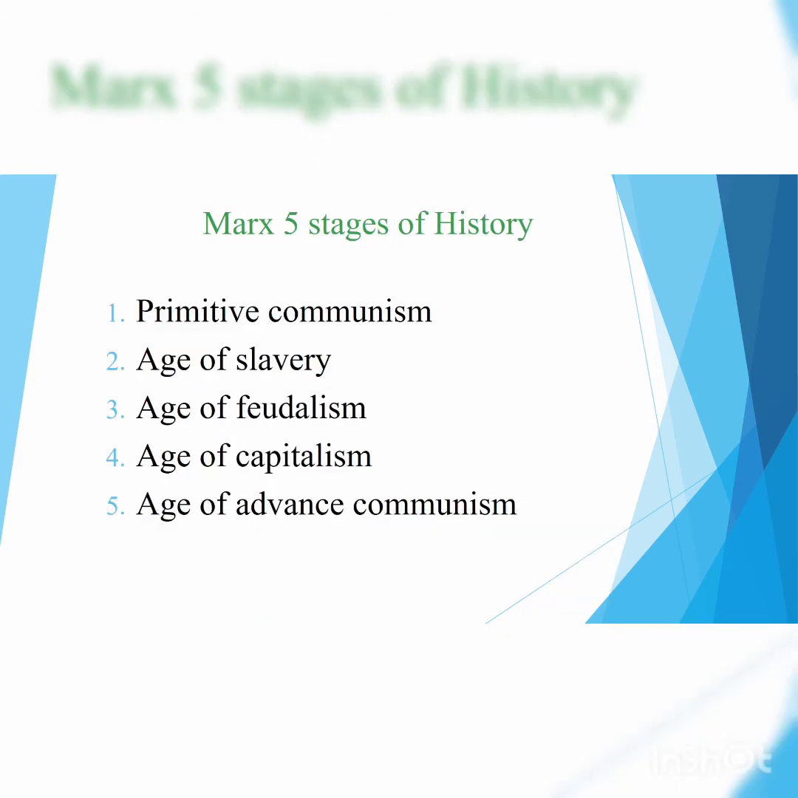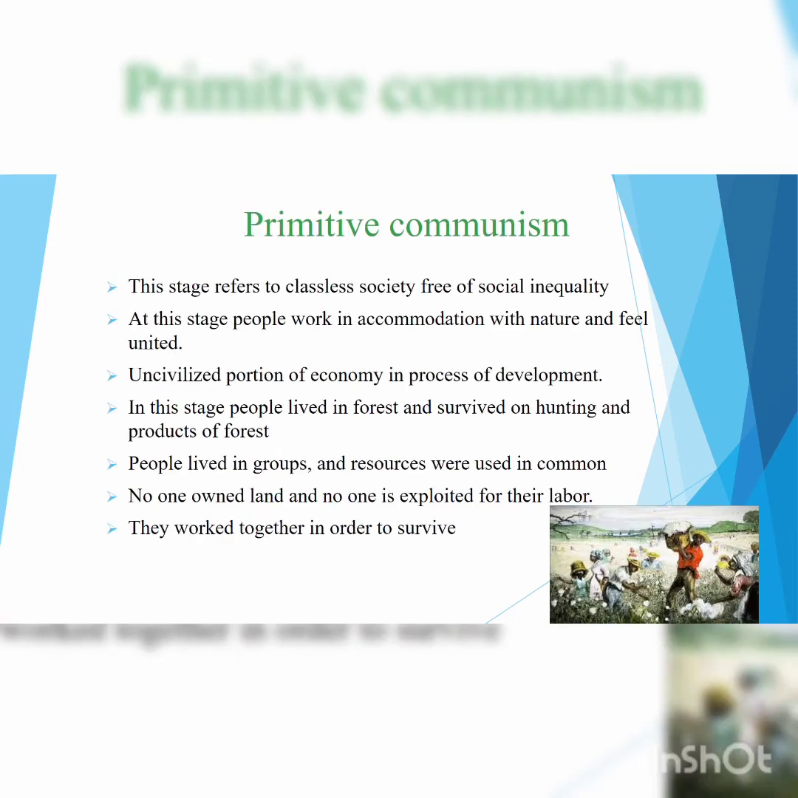Karl Marx divided history into five stages, so let me discuss each stage one by one. Marx's five stages of history. These stages are primitive communism, age of slavery, age of feudalism, age of capitalism, and finally the age of advanced communism. Let me explain in detail. The first one is primitive communism.